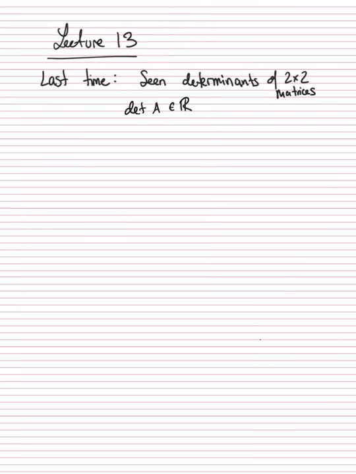Okay, so welcome back. We're going to be continuing with determinants today. So last time we had seen determinants of 2 by 2 matrices. Okay, so these were real numbers, which you of course could have the formula: A, B, C, D goes to AD minus BC. More importantly, what they represented was the signed area scaling.